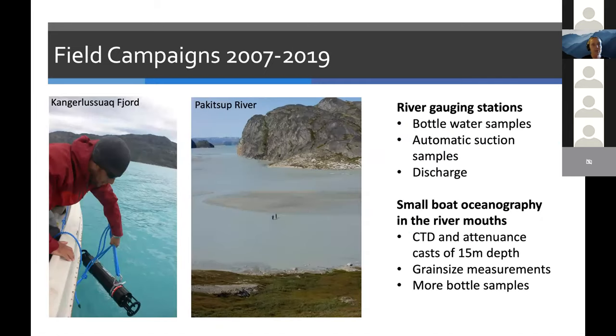So we've had field campaigns on and off since 2007. I'll show you a bunch of work that I did with Ben Hudson. This was in the Kangerlussuaq Fjord, in the Pakitsoq River, and then in that Nuuk river that I just showed the gauging station of. In general, these were short campaigns where we collected bottle water samples. For Kangerlussuaq, there's an automatic suction pump, so that's the most continuous record over a season. And for the others, we built stage to discharge relationships to have an idea of what kind of discharges and loads come out of these. There's some small boat oceanography that we did that helped us constrain plume dynamics as well, and grain size measurements.